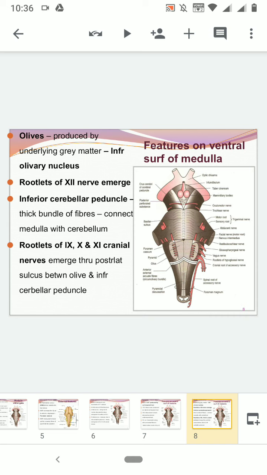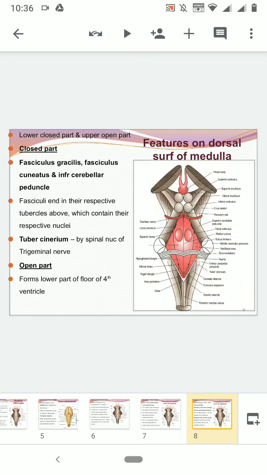Now coming more laterally, we have the olives. The olives are an elevation caused by the inferior olivary nucleus, and then you have the rootlets. We have already talked about the rootlets, and definitely behind the olive, that is more lateral to the olive, we have the inferior cerebellar peduncle.